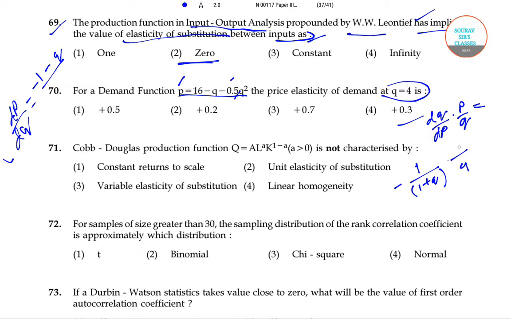If you put the value of q to be 4 and p to be equal to this, we have to find out the value of q. So now all you have to do is simply put the value of price, which is given as this here. If you put the value of price, you will find the value of elasticity. The price elasticity of this sum will be equal to option 2, that is 0.2. So we can simply solve it. If you want, we can do it.